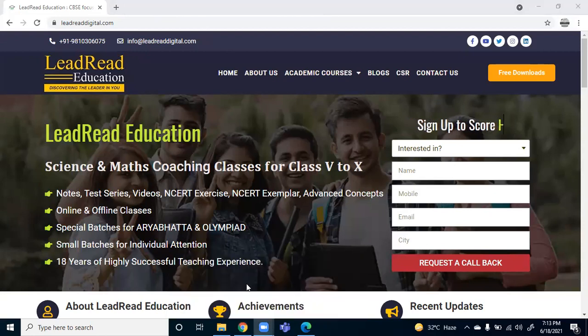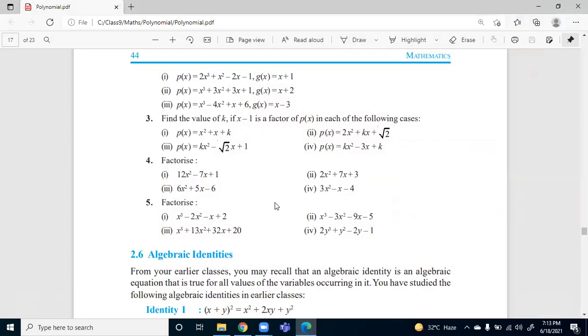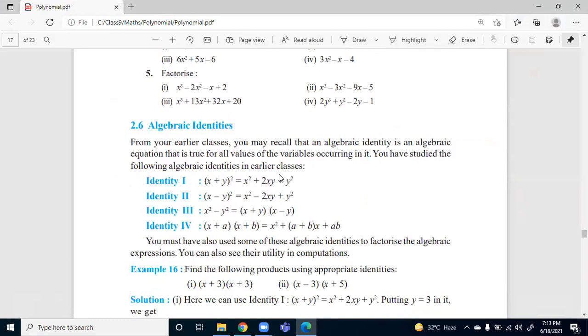Okay, so let's return back. So this completes our exercise. Let's start the new exercise that is based on algebraic identity.